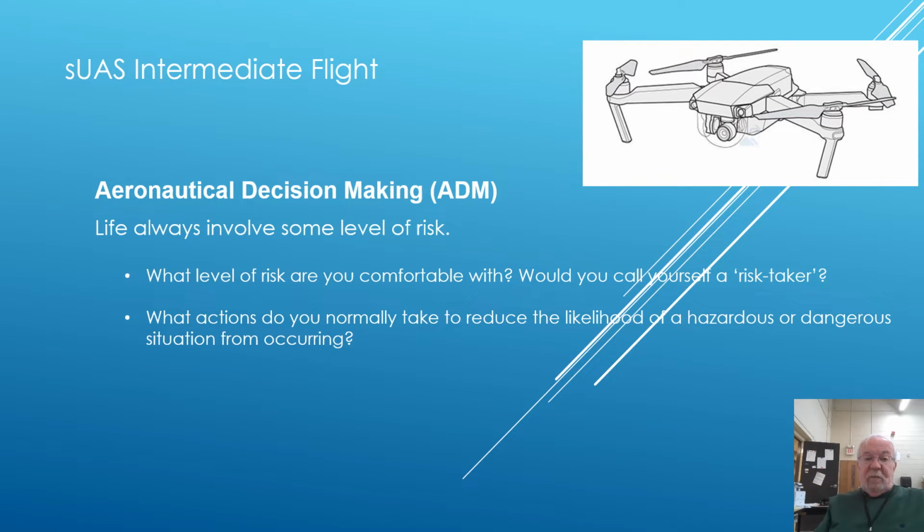So ask yourself this question, what actions do you normally take to reduce the likelihood of a hazardous or dangerous situation from occurring? Now, we're not necessarily talking about flying a drone. We're talking about driving down the street. What do you do when you get in the car to drive somewhere? I mean, you put your seatbelt on, yes. You make sure you have good tires. The brakes work, things like that. You might want to look your car over just to make sure before you actually leave the parking lot. All right, so you do some things, of course.